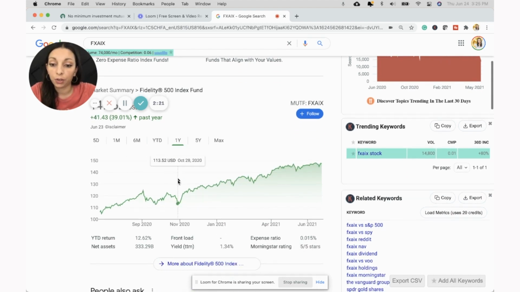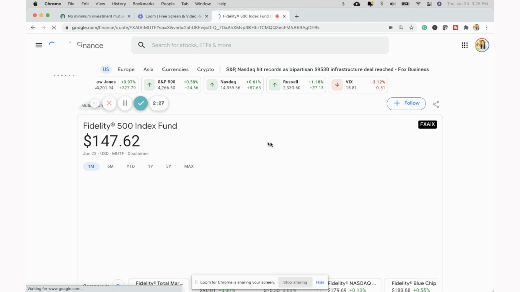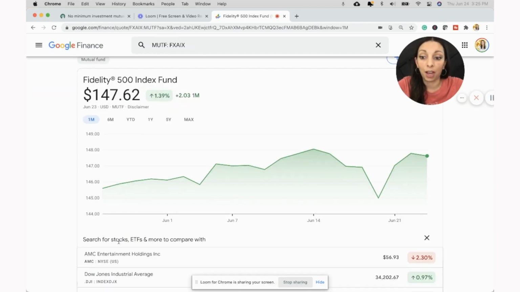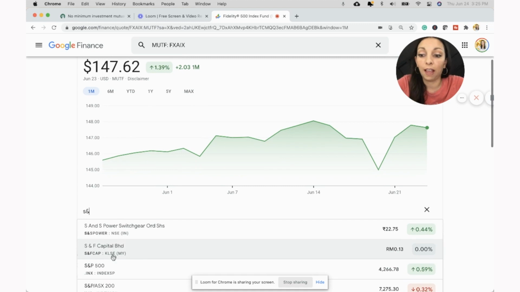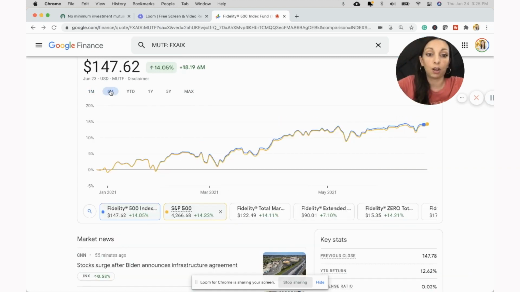But what we want to do to look at them side by side is click more about Fidelity, and then it'll expand this. Since this is an S&P 500 fund, I want to compare it to the S&P 500 to actually see how to make sure that it lines up, right? So you can see the 2 lines are very much side by side. So that means it's doing its job, basically.